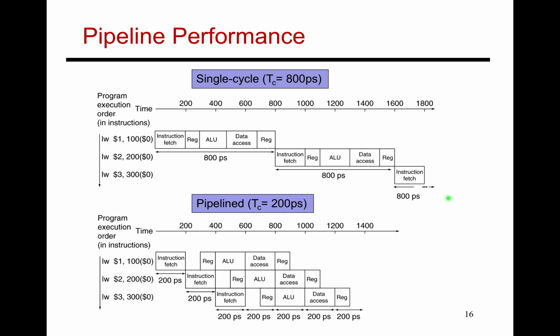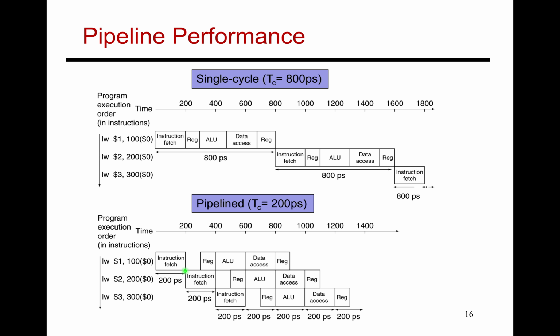So if you go back to our comparison between the single cycle execution and pipeline execution, if you just look at the execution of one instruction, for both of them it takes 800 picoseconds, meaning that for the single cycle, an instruction by itself takes 800 picoseconds to complete. This instruction takes 800 picoseconds to complete. This one takes 800 picoseconds to complete, and so on.